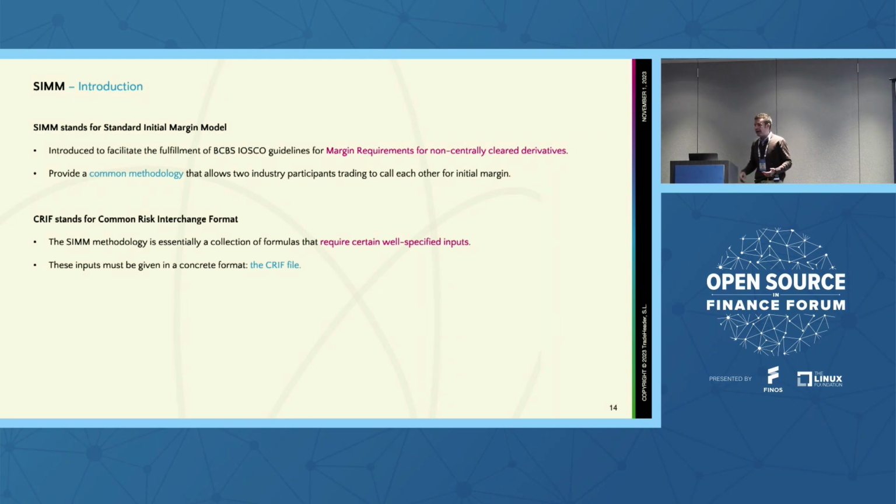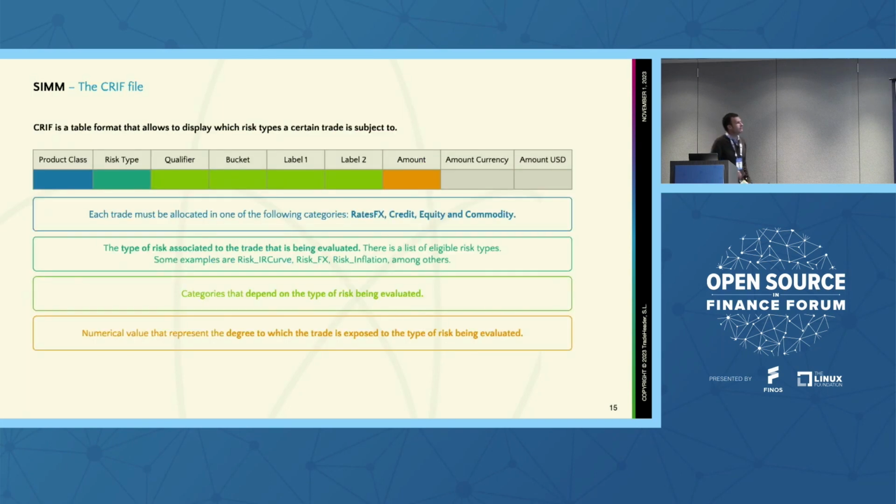What we have done in the CDM is create a set of functions to be able to generate the CRIF file. CRIF expects these columns to be populated for each one of the transactions that you are including for your initial margin calculation. We will see that for a single transaction, we can have multiple risks, so we can have multiple rows for a specific transaction. That means that we are not simplifying and just picking one of the risks, but we're actually taking all of them into account for a particular transaction.